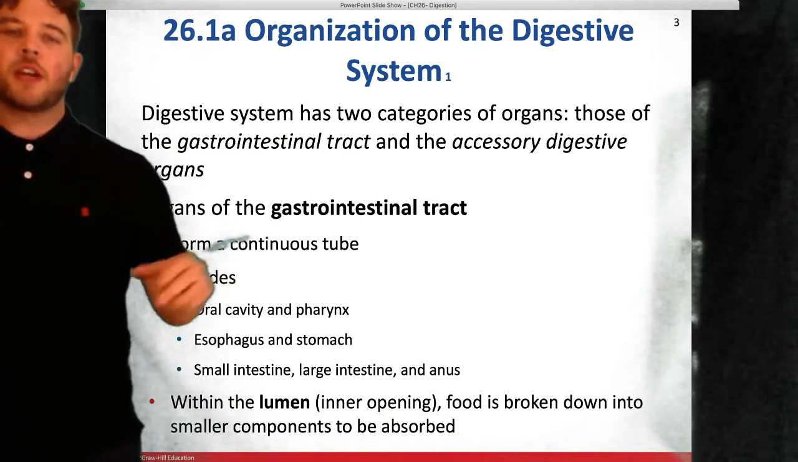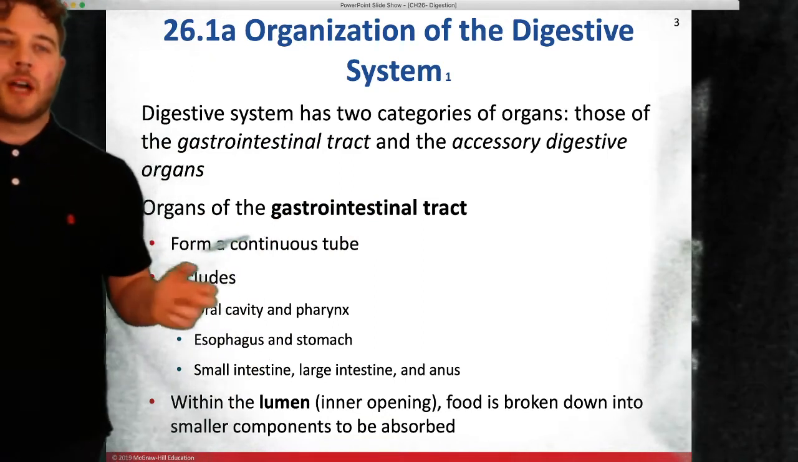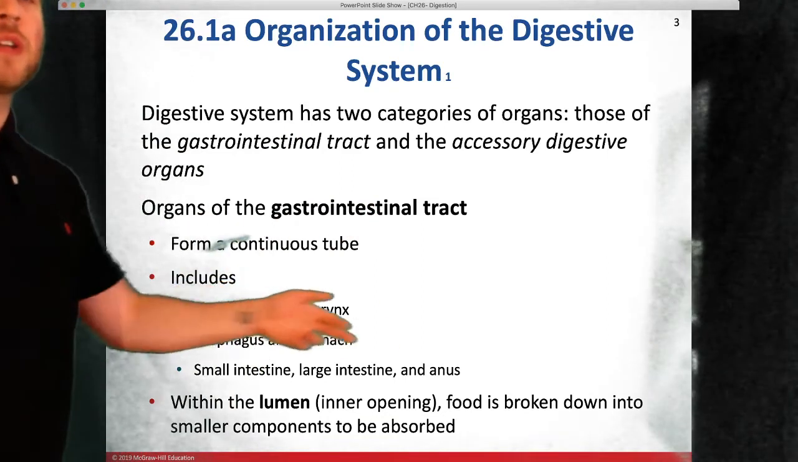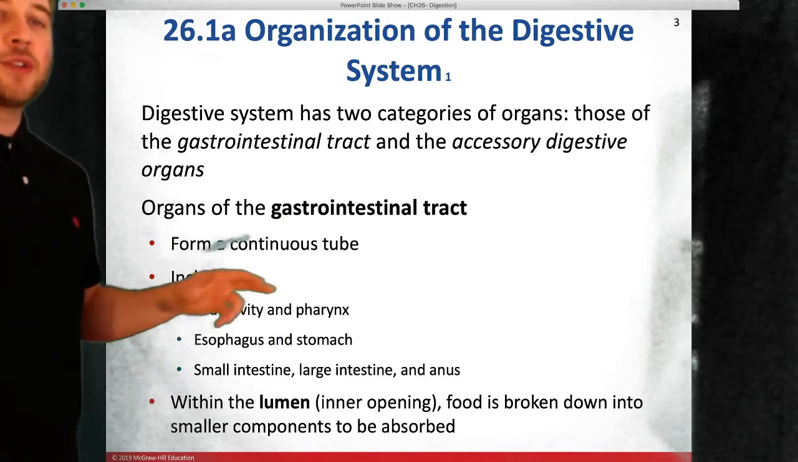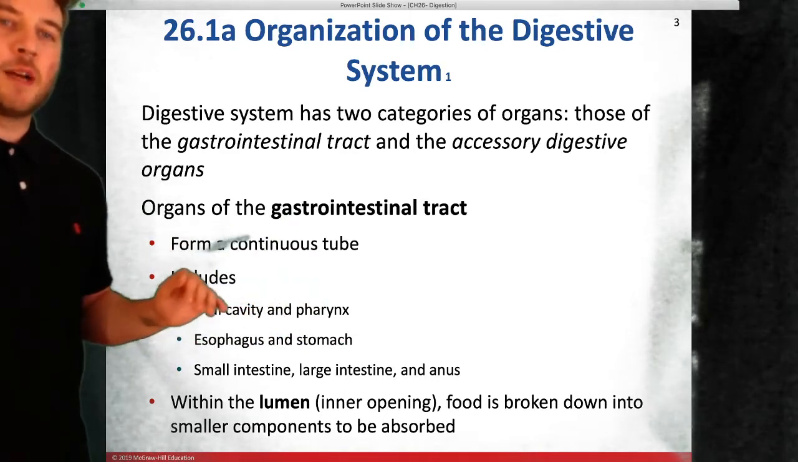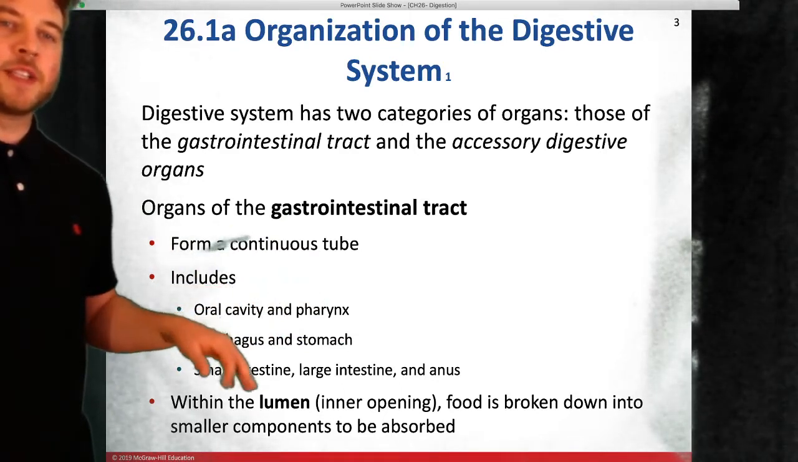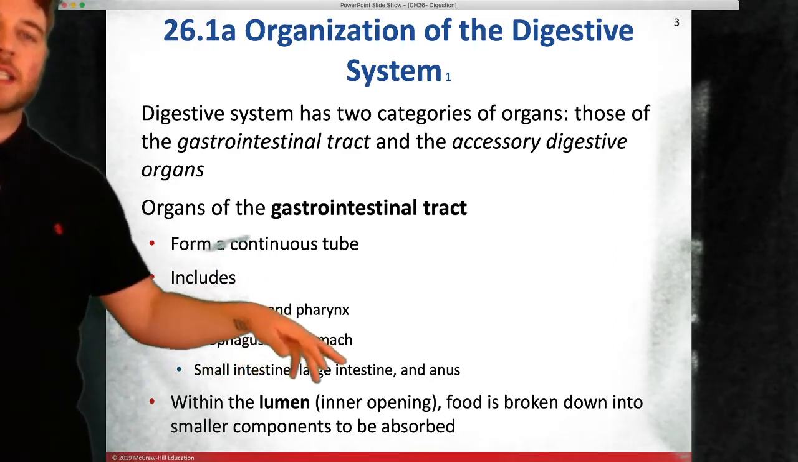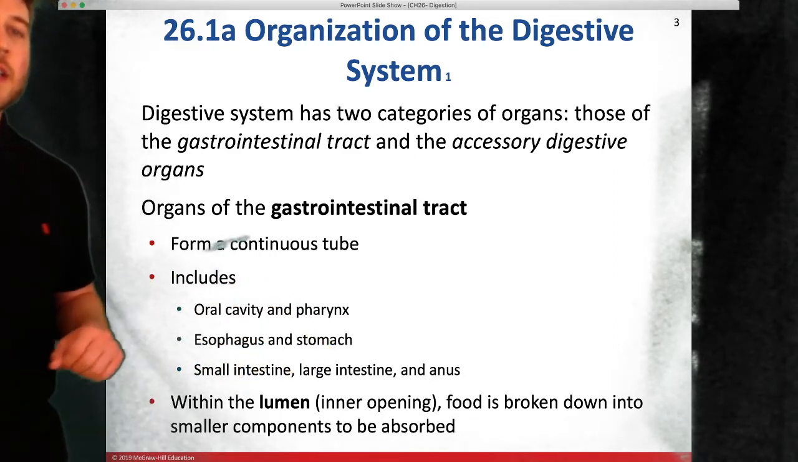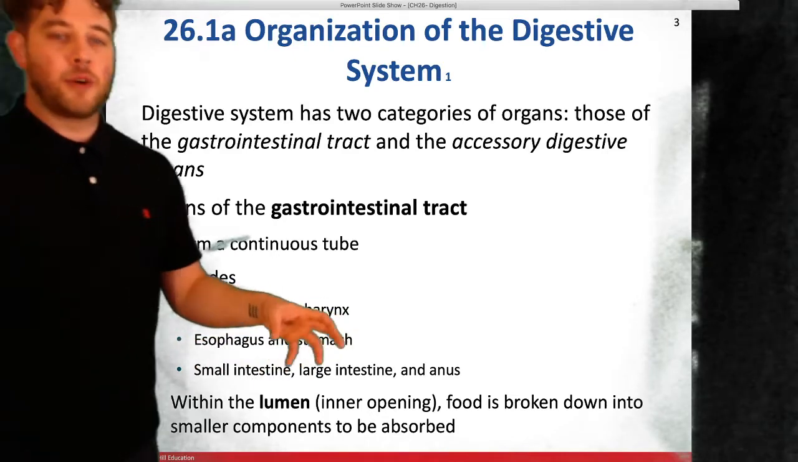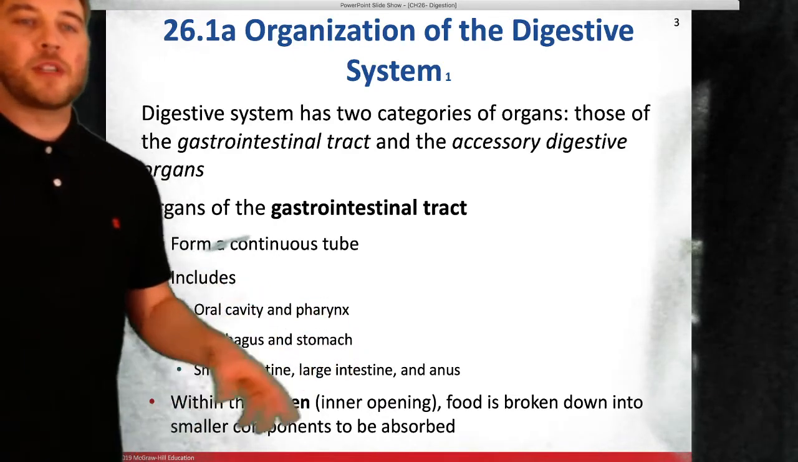The organs of the GI tract form a continuous tube from the oral cavity, the mouth, all the way to the anus. That includes all the regions of the pharynx, the esophagus, and the stomach, as well as the three portions of the small intestine, and then the five of the large intestine. Within the lumen, that inner opening, food is broken down into smaller components to be absorbed.